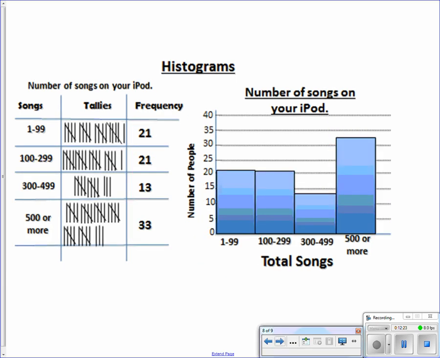And there is my final answer to my histogram. I have my frequency table right here, all labeled. That's the first thing I have to create. Once I have that done, I now have my graph that I can build from my frequency table. Notice I have no gaps between my bars. I can see that most people, according to this data, have 500 or more songs. So that is my overall final answer.